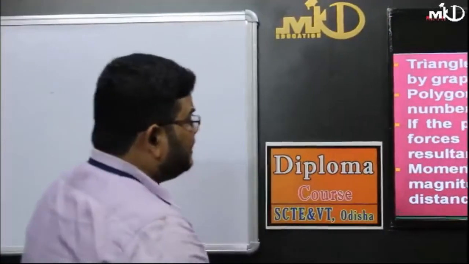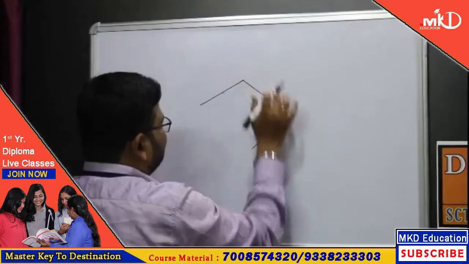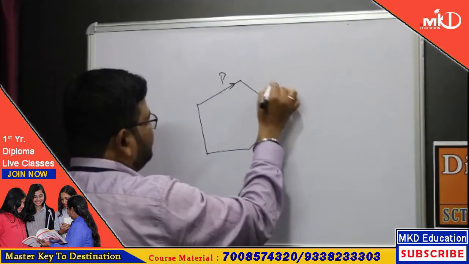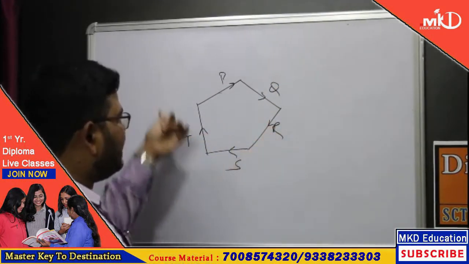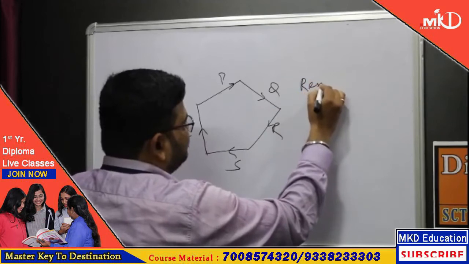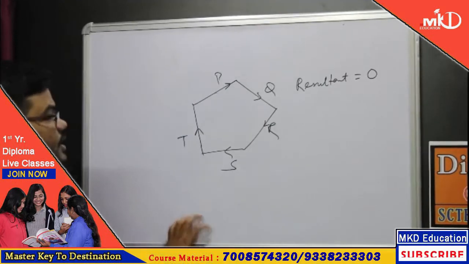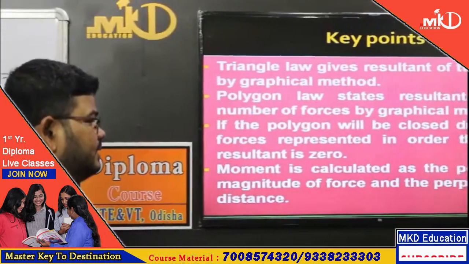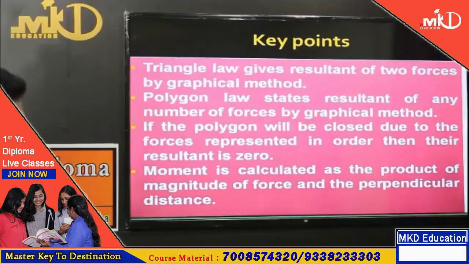Now, this point tells that if you represent all the forces taken in order, so that P, Q, R, S, T, all these forces are in order and acting over a polygon, then the resultant will be 0. In this case, the resultant will be 0. Next, we have also studied in this class how moment is calculated. It is the product of magnitude of the force and the perpendicular distance.